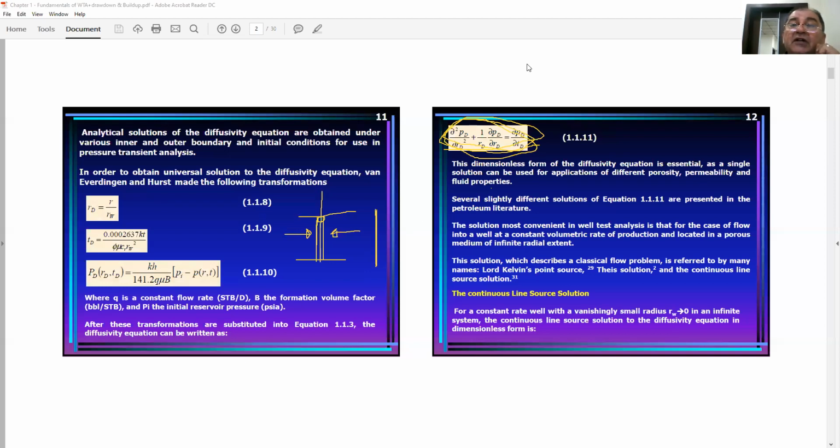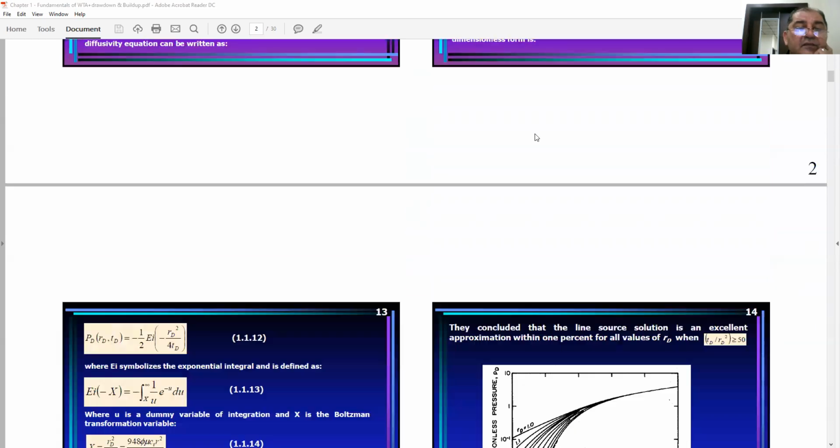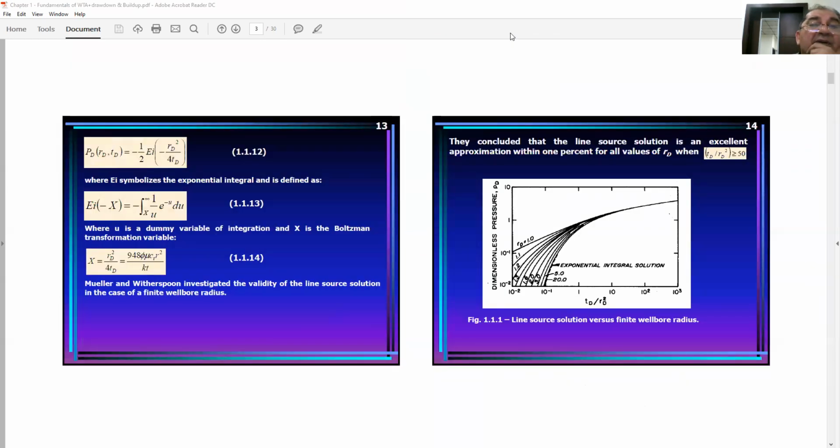And the line source solution gives me, this is the line source solution for what? For the diffusivity equation. Which one is this one? Given by equation 1111. And here is the solution, guys. So this is the solution of the diffusivity equation, as I said, for circular drainage area using the line source solution. And of course, this is for oil, single phase flow, homogeneous isotropic formation.